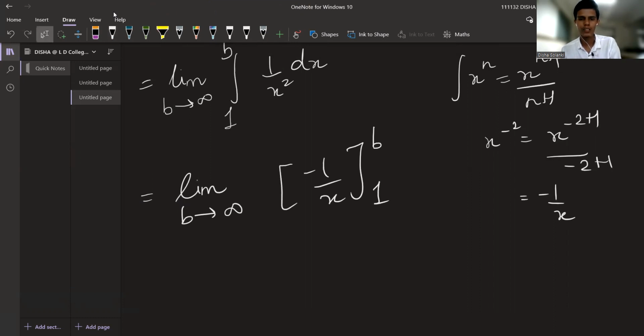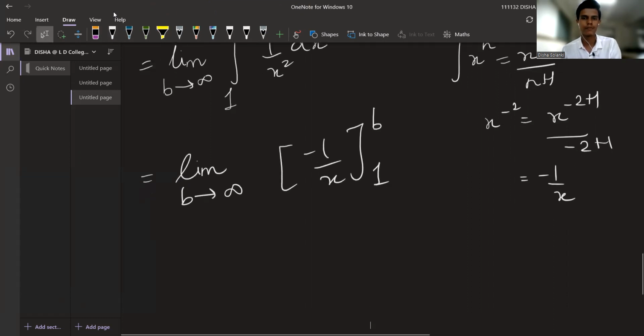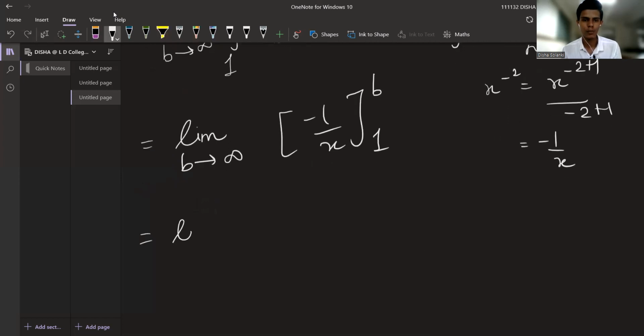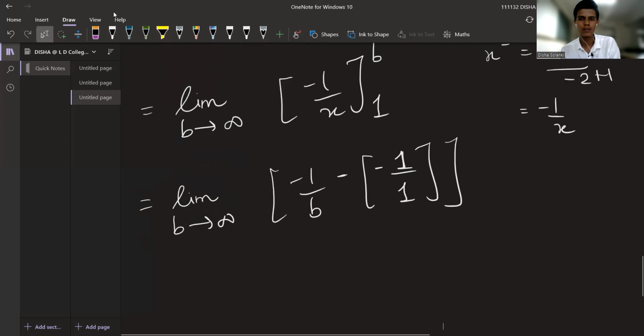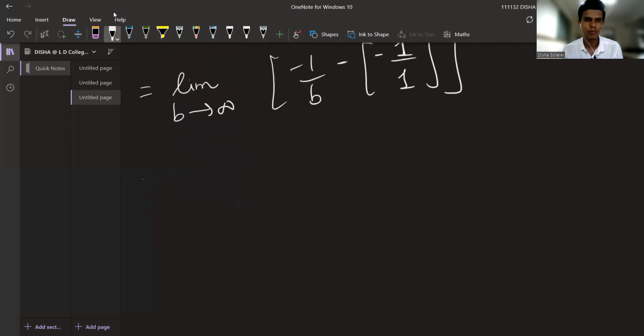Okay, now we apply the limits here again. This is limit b tends to infinity. We place b first of all in place of x, and then 1 in place of x. So this will be minus 1 by b minus of minus 1 by 1. Okay, so what will it be? This would be limit b tends to infinity minus 1 by b plus 1.